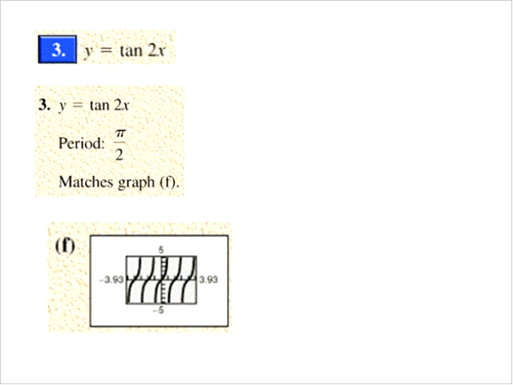So that is pi over 2. And it looks like graph F matches tangent of 2x. So again, you can use your graphing calculator, and it should match up with graph F.